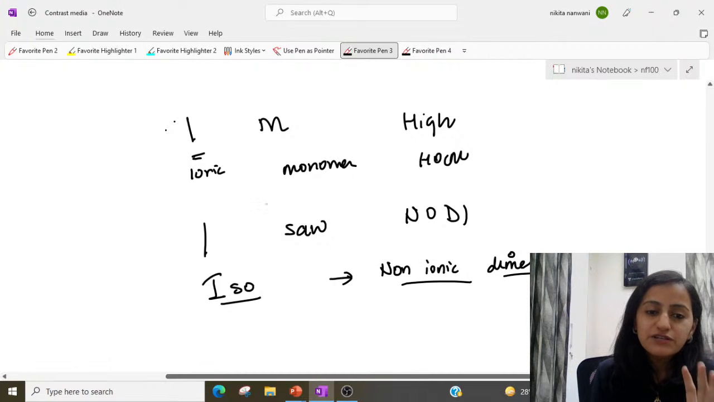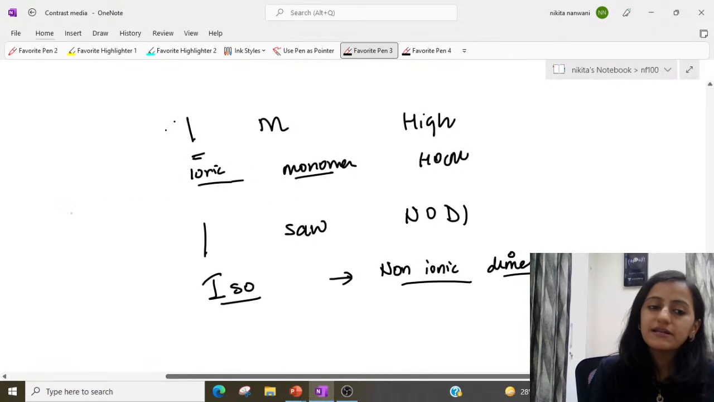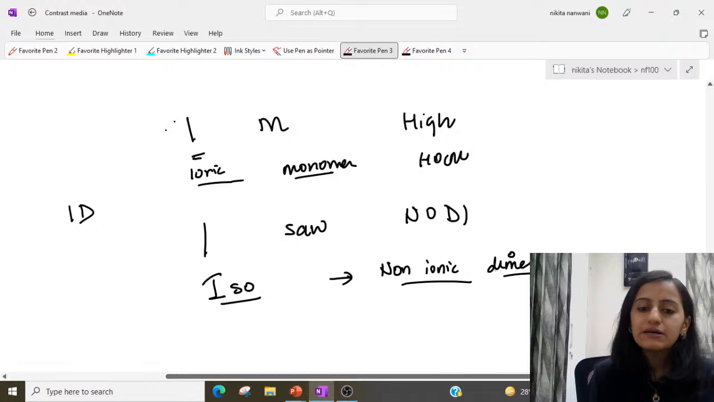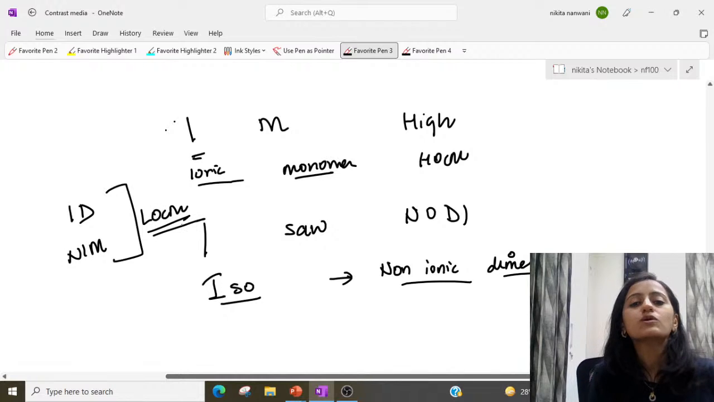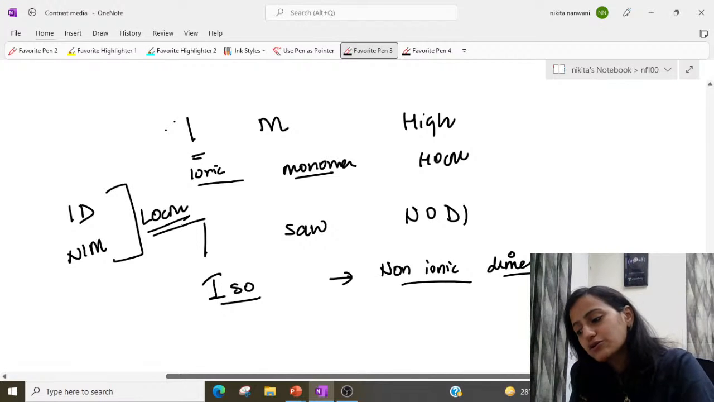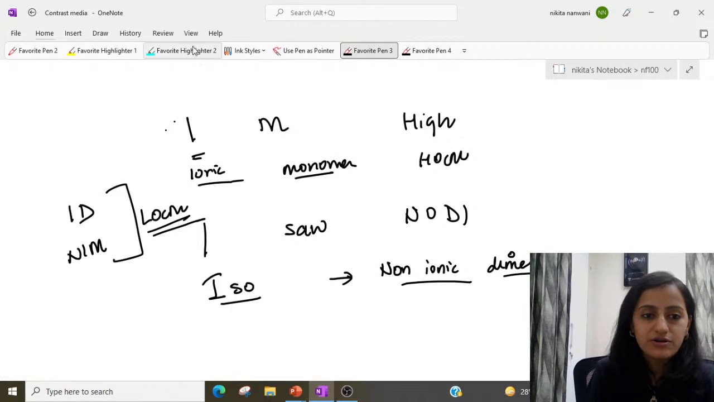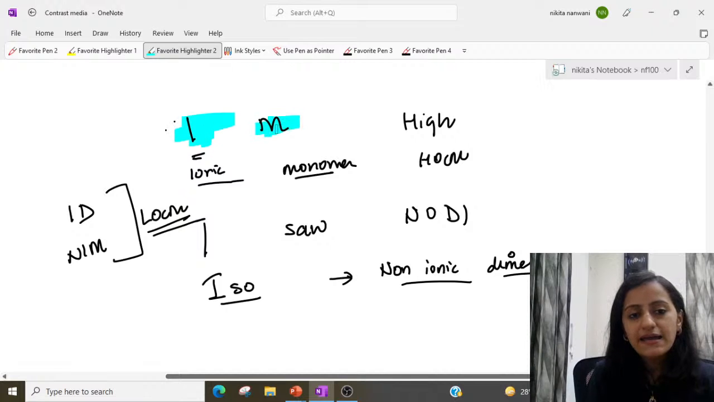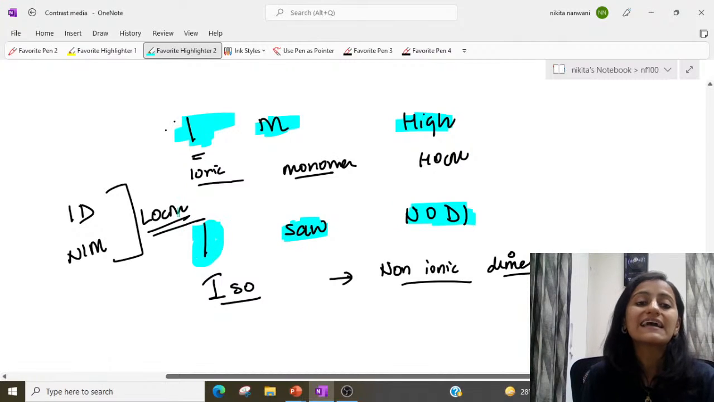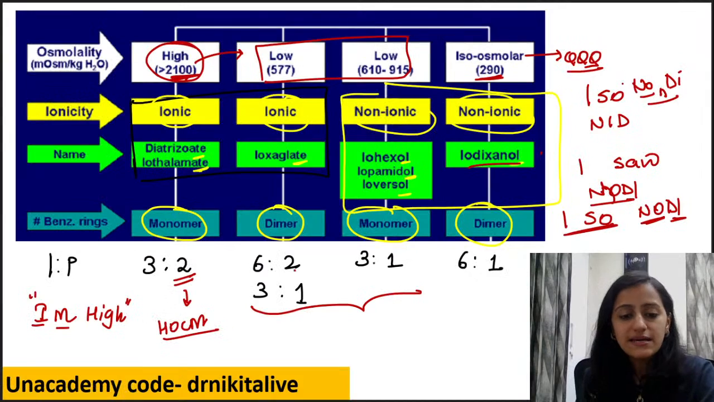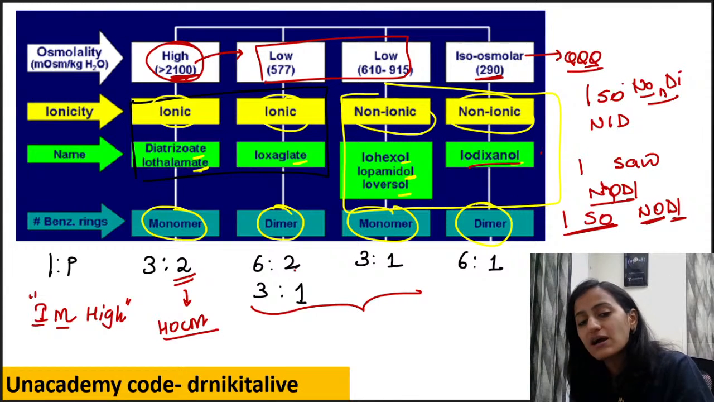So for the rest of the 2 groups, ionic monomer has gone here, and non-ionic dimer is here, so ionic dimer and non-ionic monomer are going to be low osmolar contrast media. Those are going to be low osmolar contrast media. So remember, "I am high" and "I saw Nodi." Non-ionic dimer is iso-osmolar.